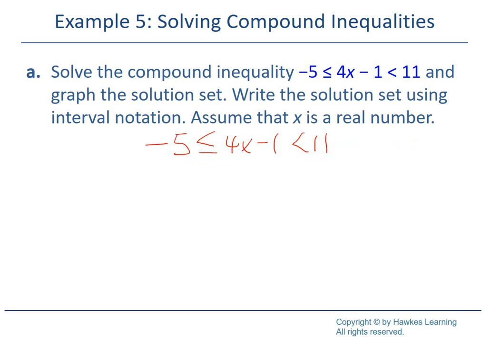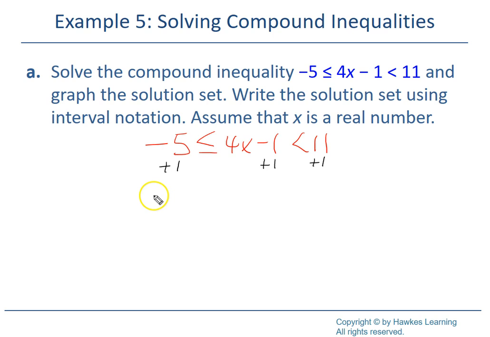Now the key is, whatever we do to one part of the inequality, you want to do to the other parts as well. I'm going to change colors. Let's use black here maybe. We want to get the 4x isolated, so we're going to add 1 there, but then we must add 1 there, and we must add 1 there.